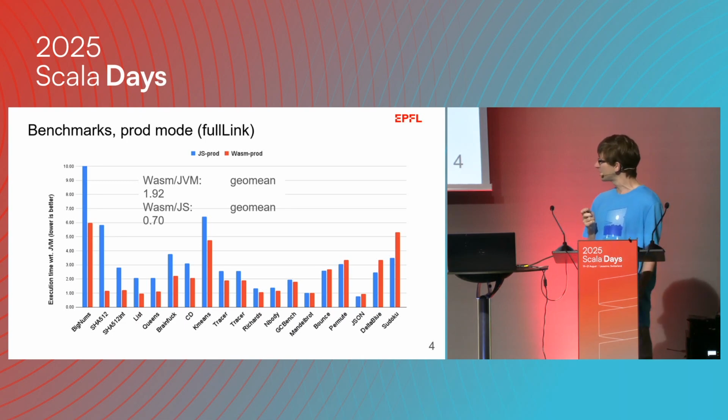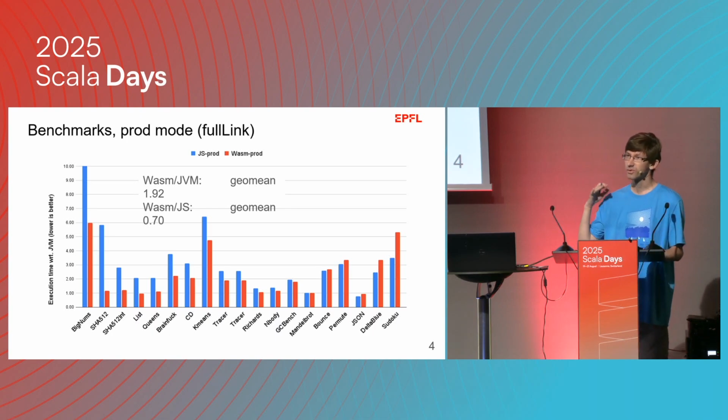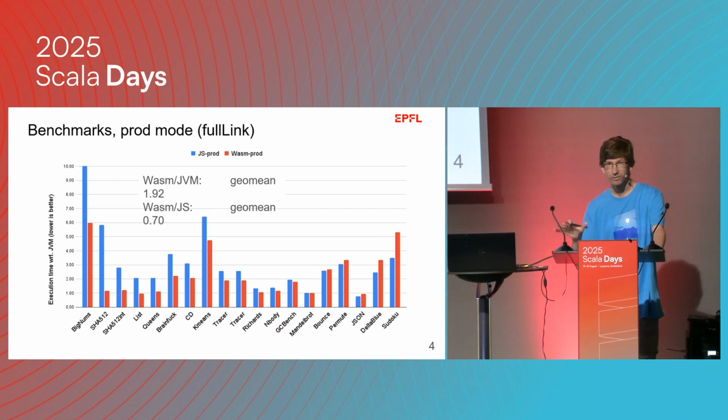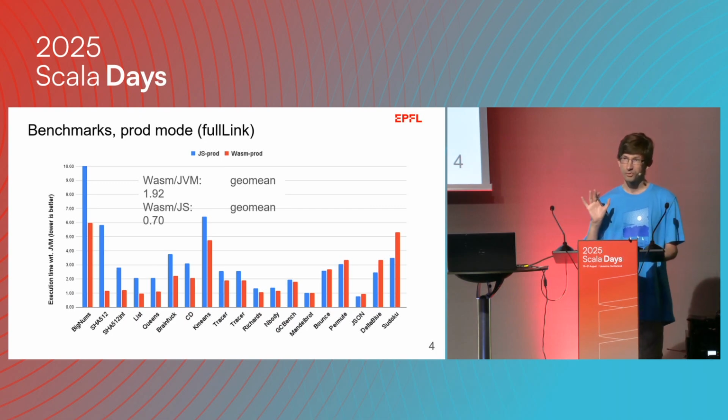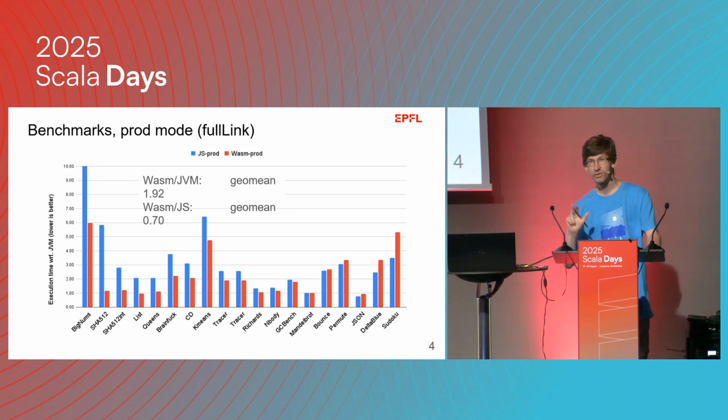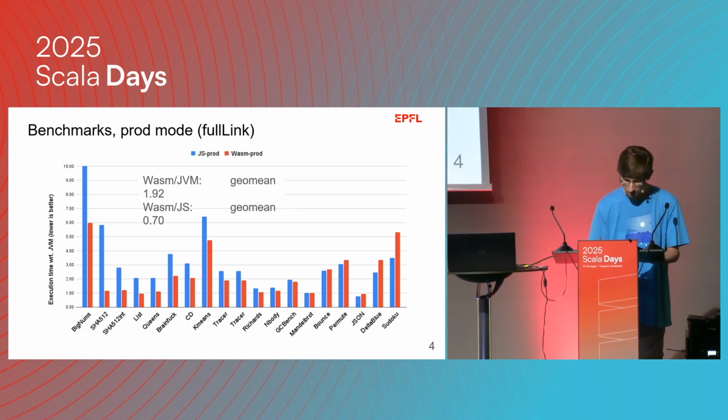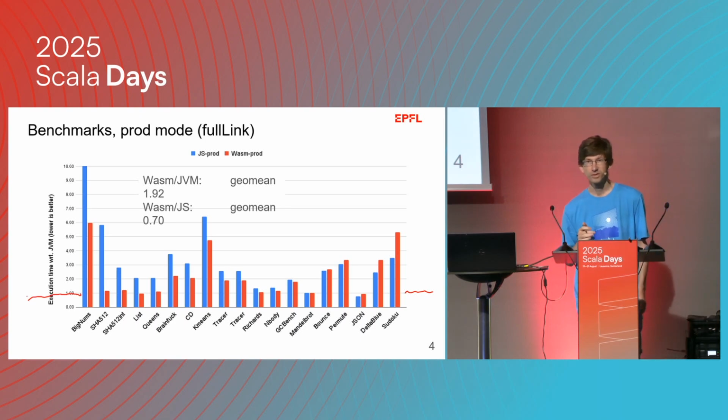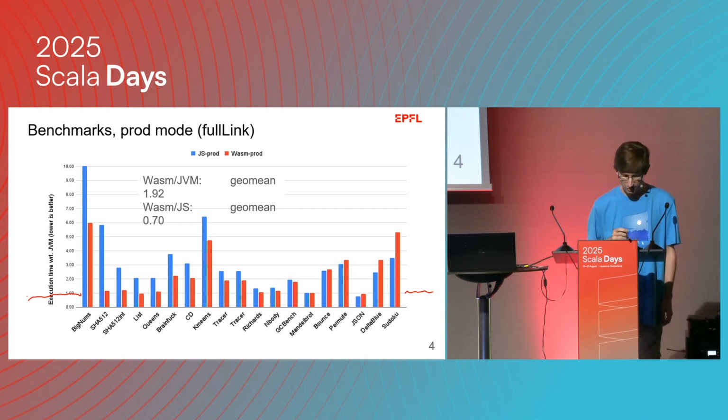So what do you see here? You see relative performance, so execution time, so lower is better, relative execution time compared to the JVM. So you actually see three things here. You see the JVM is always here at the 1 mark. Right? Everything above is slower than the JVM. Everything under is faster than the JVM. There is one here.